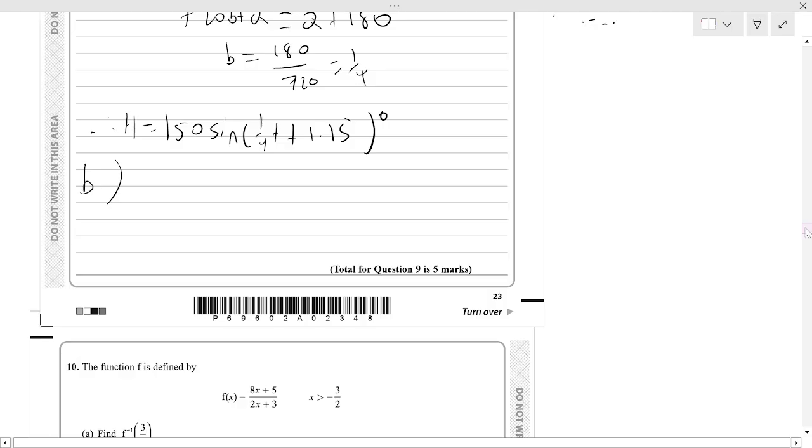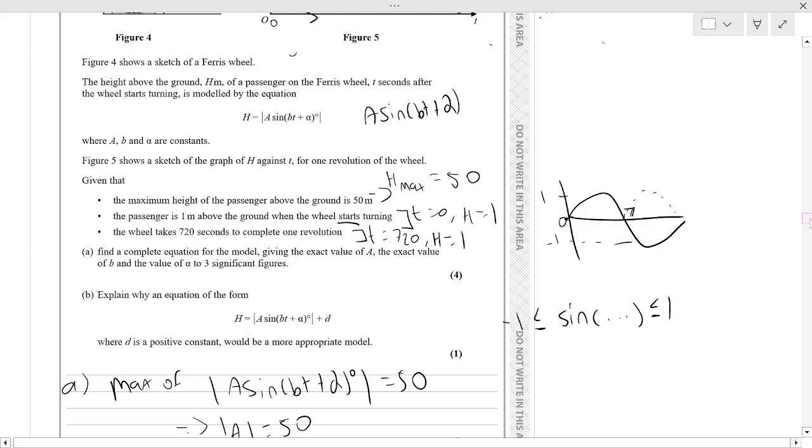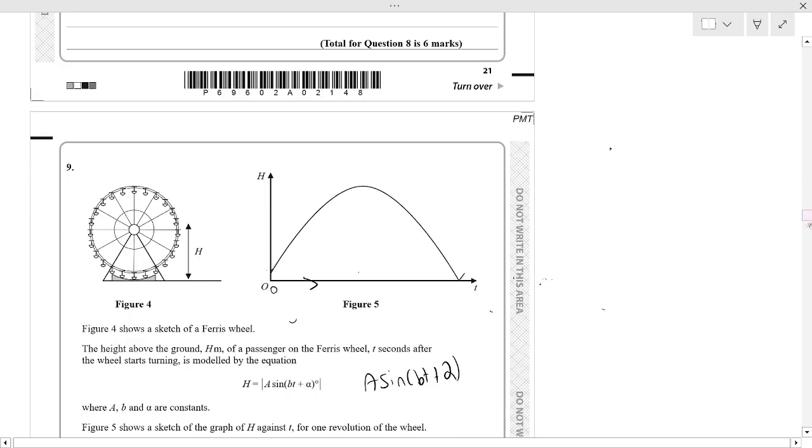Part B. Explain why an equation of the form of this plus d is a more appropriate model. So with this sort of question, you need to recognise what we changed. And all we did was add d. So you're going to need to think about your graph transformations again. So remember our curve looked like this. If I get rid of this, we add in d. And d is a positive constant, so it's going to shift up by d units. So it's going to look like this, right?